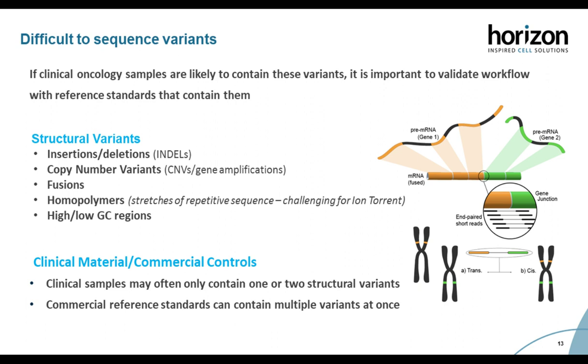The types of variants that we're talking about here are structural variants, and some of the main types have been listed below. This includes insertions and deletions, often termed indels, copy number variants, termed CNVs or gene amplifications, gene fusions, homopolymers, which are stretches of repetitive sequence, which can be challenging for some platforms, and high-low GC regions.